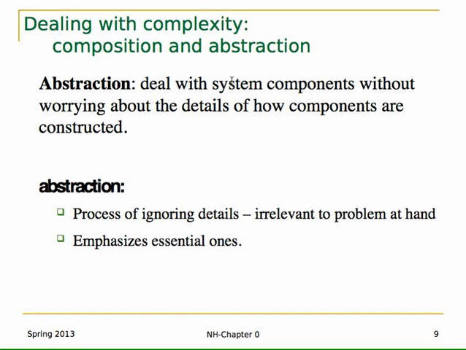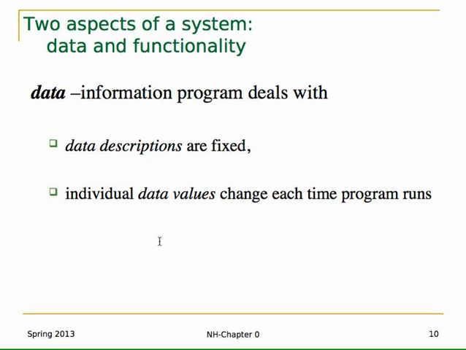That is, deal with system components without worrying about the details of how components are constructed. So basically, you imagine a system as a black box. You know what maybe goes in and what comes out, but you ignore the details. Abstraction is sort of like that. It's the process of ignoring some of the details. Often some of these details are not relevant to the problem at hand, and you want to emphasize just the essential details. Okay, so that's something that we'll keep dealing with for the rest of this semester.